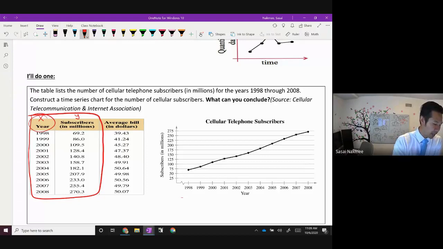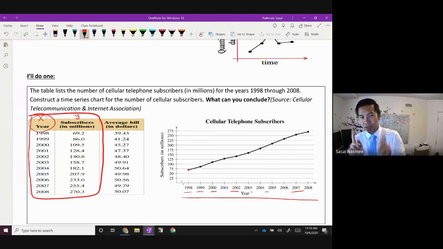So right here, my X value is my years this time. The first year is 1998, and there were 69.2 million subscribers, so you make a dot there. You're going to do that for every year that you have recorded, and you're going to separate them the same distance for each of these tick marks.